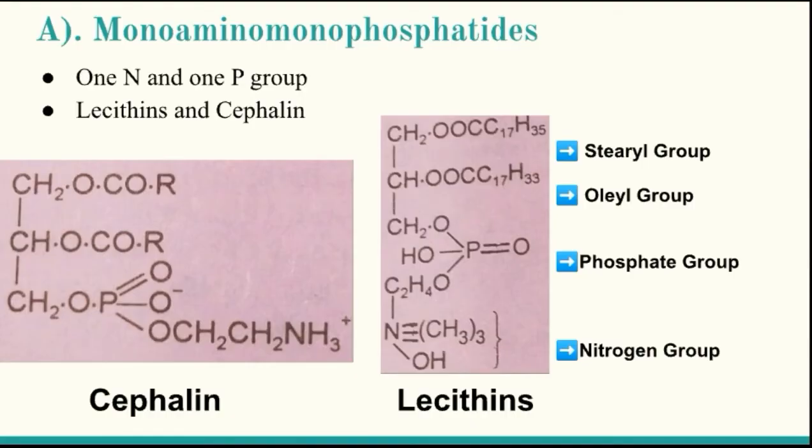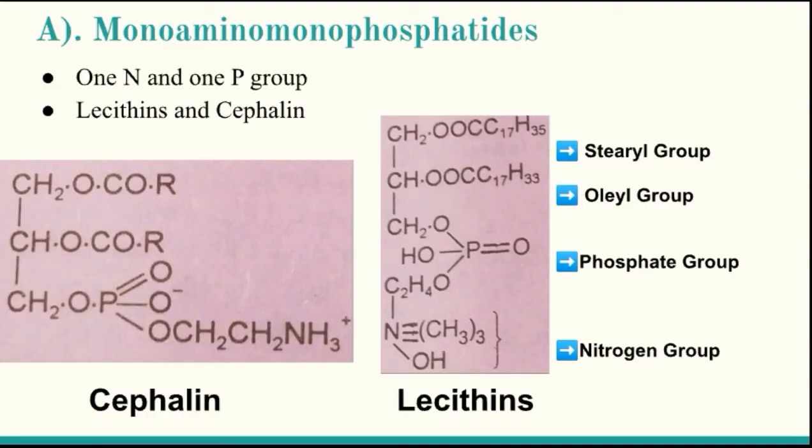Okay, you have seen here the lecithin structure. It contains two fatty acids, that is the stearyl group and the oleyl group. These are the two fatty acids, and another one phosphate group as well as one choline group, that is the nitrogen group. Okay, that is one particular structure of lecithin. Another one is the cephalin. Cephalin is almost similar, but instead of the choline group it contains an amino ethanol group.